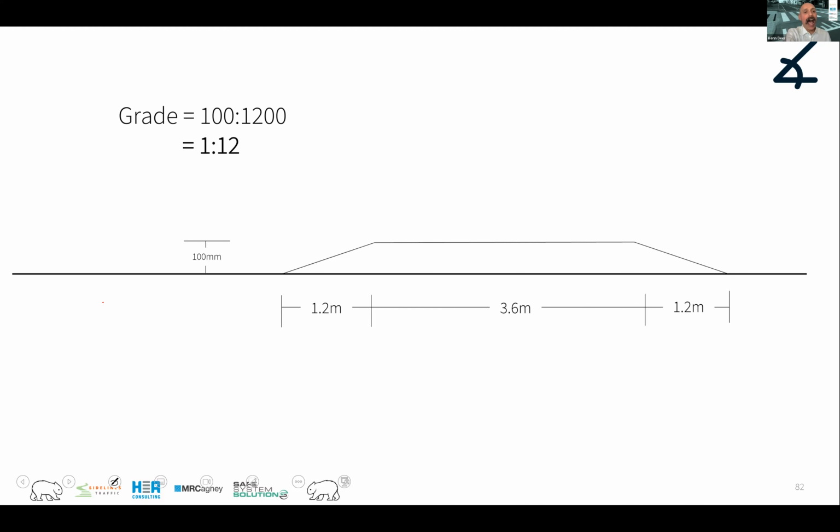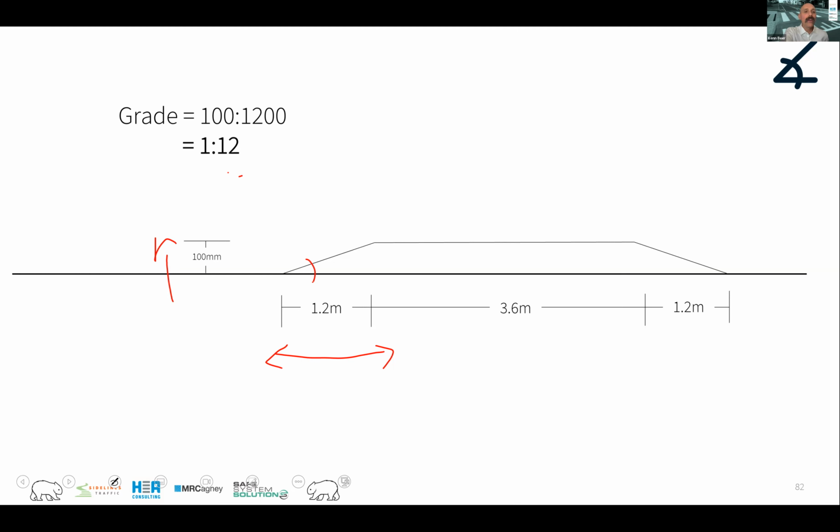So, okay, it goes up 100 and it goes along 1200. So it's 1 up to 12 out. Now, maybe somebody can answer this for me. Why on earth do we use 1 in 12 or 1 in this for ramp grades, for batter slopes and the like, but then use the angle, the percentage, for longitudinal grade and things like that? I don't know. We're fickle beasts, us technical people. Anyway, it's about the angle.